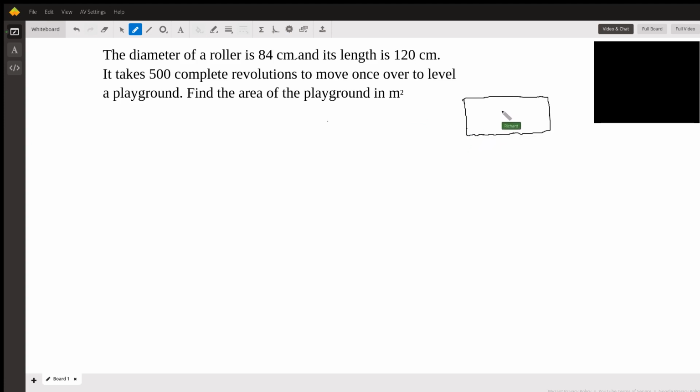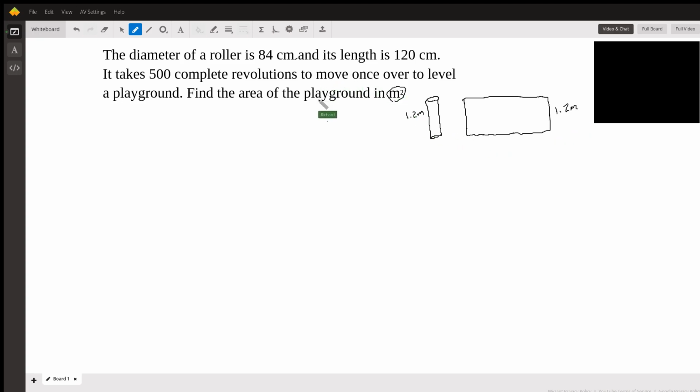And the length, if you just think about the roller, I'm assuming that the length of the roller is the same as the width of the playground. So they're saying that's 120 centimeters, which is 1.2 meters. They want the answer in meters squared, so that's why I'm converting everything to meters. So I'm going to assume that this is also 1.2 meters.